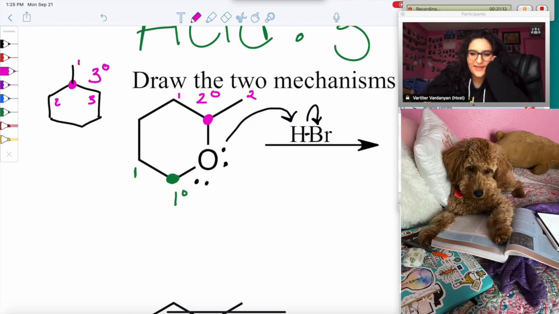Oh, the screen is lagging. Of course it is. So I'll explain this one more time. The pink carbon is attached to 1, 2, 3 other carbons, and that's why it is tertiary.